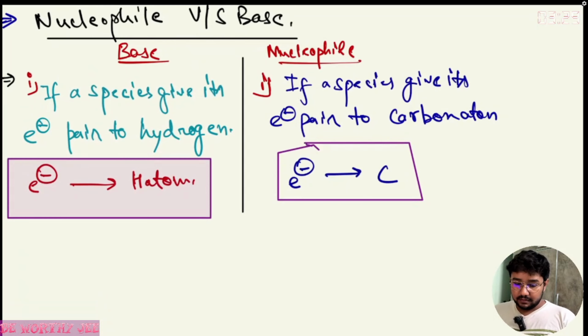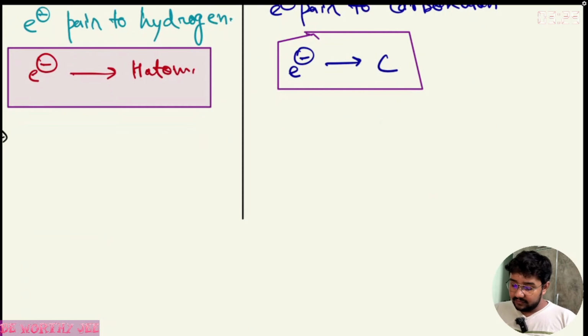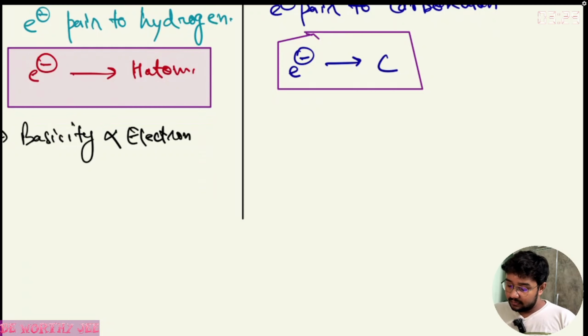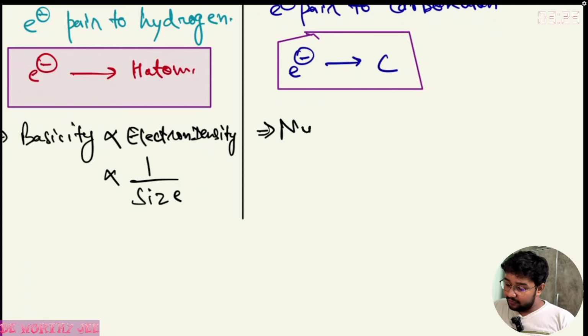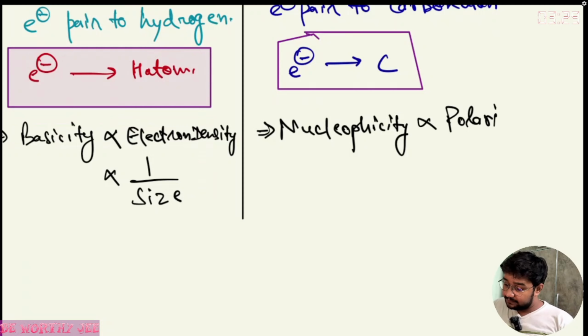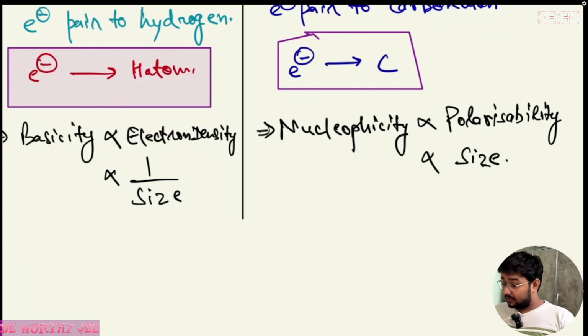And how it will depend? So basicity order is like that. Basicity is directly proportional to electron density and also inversely proportional to size. Whereas nucleophilicity order of compounds directly depends on polarizability. I will discuss this right now, just keep patience.